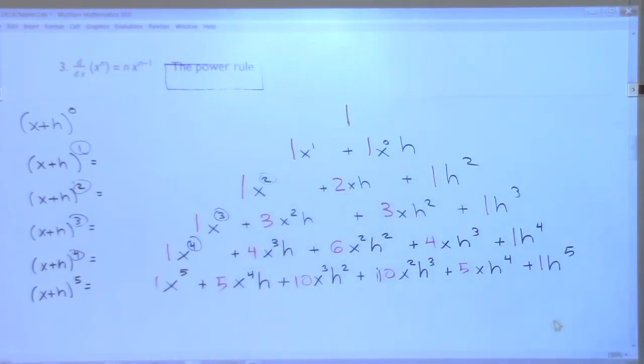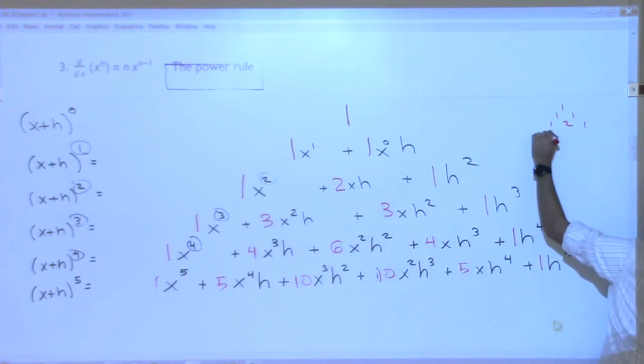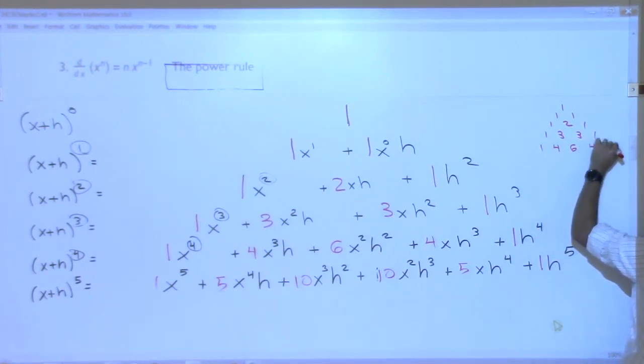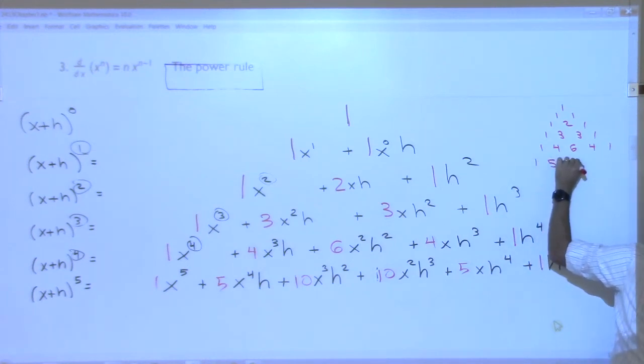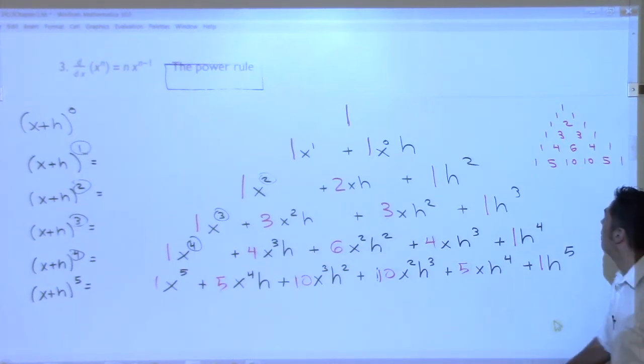So the pattern is that you add up the first two to get your second, and then you add up that to your third to get the next, if that makes sense. For example, take the fourth line, x plus h cubed: you're adding 1 plus 3 to get 4, and then 3 plus 3 to get 6, and then 3 plus 1 to get 4. Yes, that's exactly what's happening.